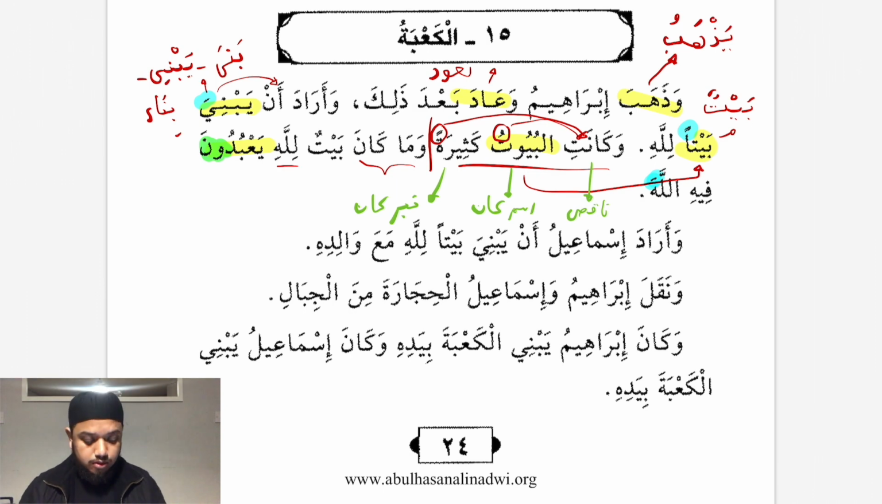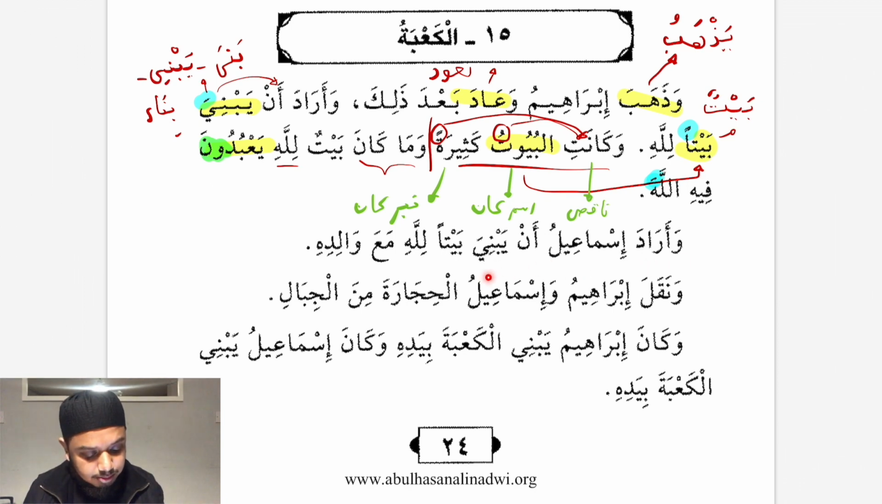So the full sentence, وَكَانَتِ الْبُيُوتُ كَثِيرَةً وَمَا كَانَ بَيْتٌ لِلَّهِ يَعْبُدُونَ فِيهِ اللَّهَ is translated as, there were many houses and there was no house in which they would worship Allah Kareem Azza wa Jal. So far it is saying Ibrahim alayhi salatu wasalam wanted to build a house in which Allah Azza wa Jal was worshipped, because there were many houses, yet there was no house that was dedicated for the worship of Allah Kareem Azza wa Jal.